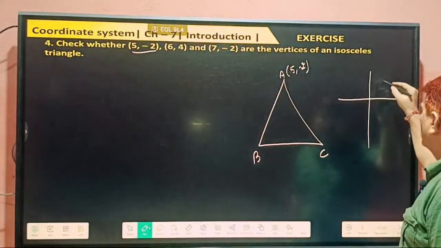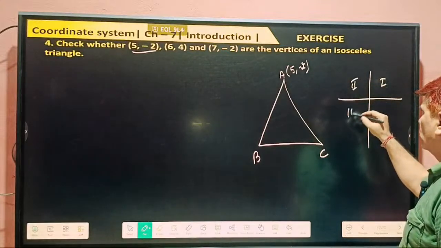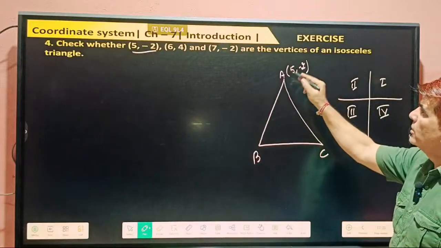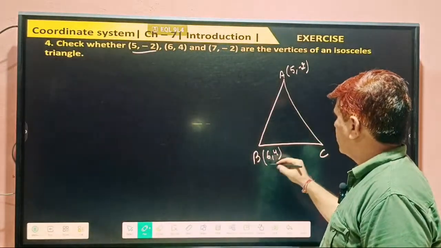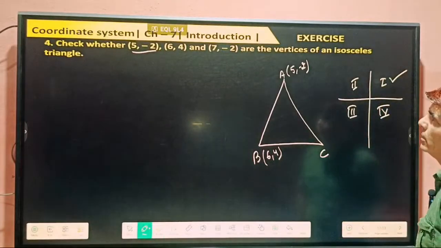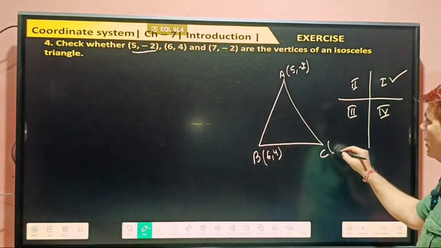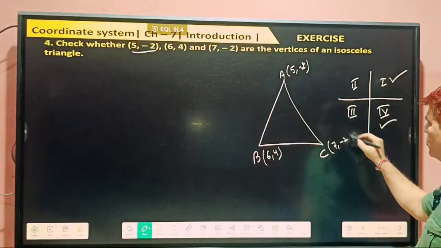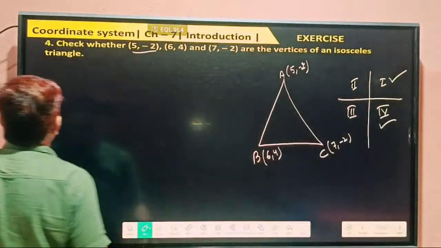Look one time, I am just telling this, it is not given. First quadrant, both positive. Second quadrant, X is negative. Third, both negative. And then fourth, Y is negative, X is positive. B is 6, 4, both positive, so definitely lying in the first quadrant. 7 and minus 2, again Y is negative, so lying in which quadrant? 4th quadrant. If it is an isosceles triangle, its two sides must be equal.